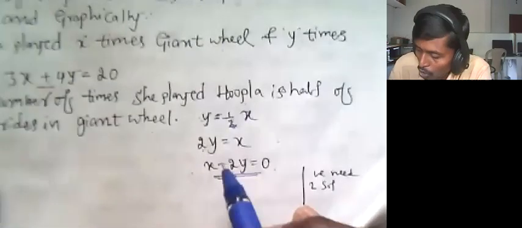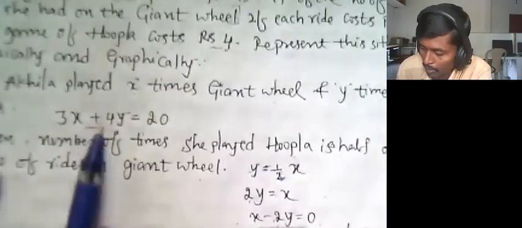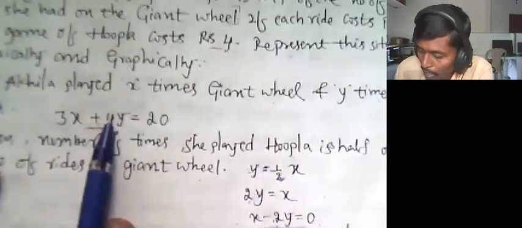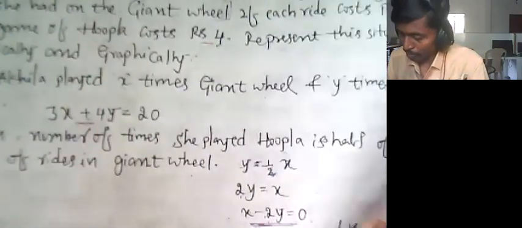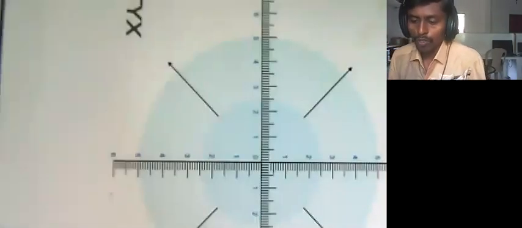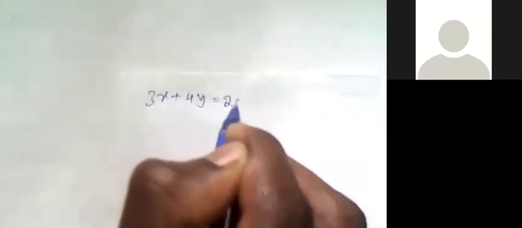Therefore, we are getting two linear equations in two variables. Now we are going to plot the graph for these linear equations. What are the equations we got? Please tell me. 3x plus 4y equals 20, and y equals half of x. Okay, is it clear?